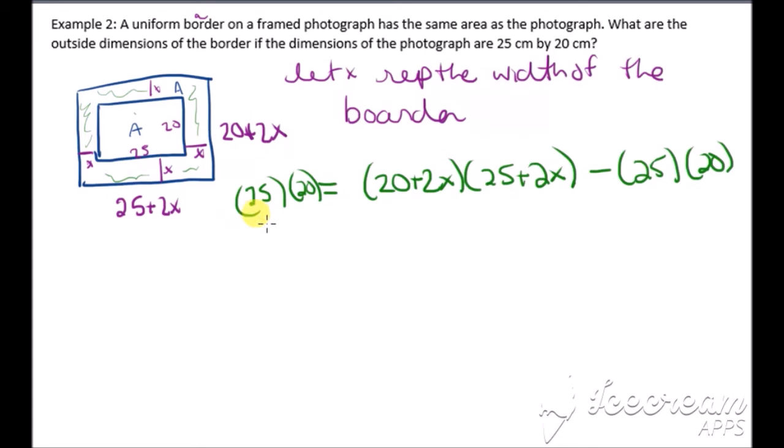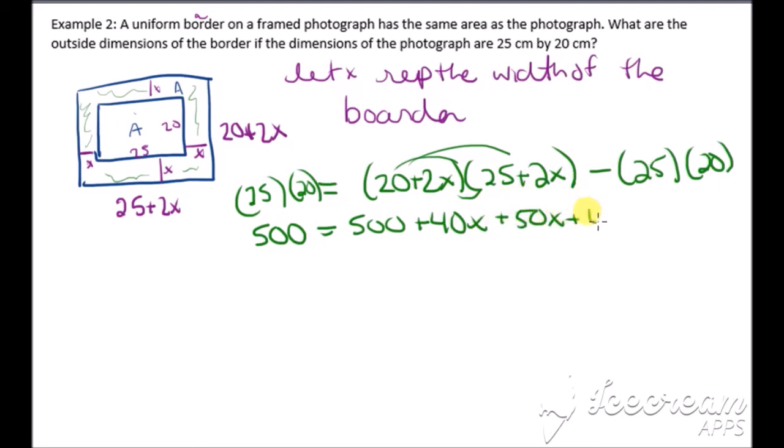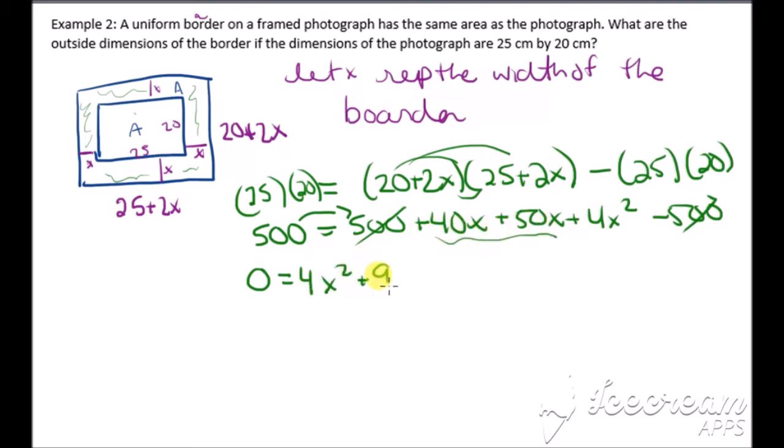So 25 times 20 is 500 equals, this is going to be 500 plus 40x plus 50x plus 4x squared minus 500. Okay, so these two 500s cancel out. We're going to bring this 500 over, and let's go ahead and put this in order. So I get 4x squared plus 90x minus 500.